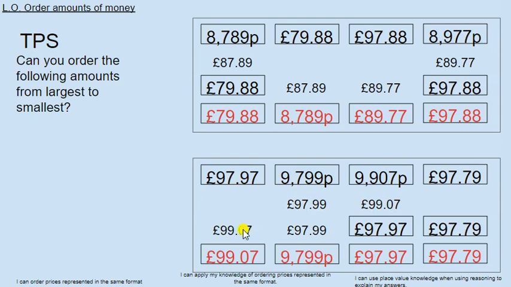Then we started putting them in the right order. £99, 7p. That's a tricky one, the sort of thing that might catch you out when there's just a zero there. So it's 7p. Don't write 70. Make sure you sort that out. And then convert them back into the right amount.